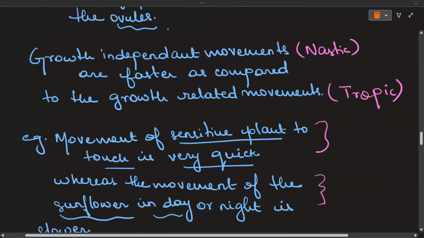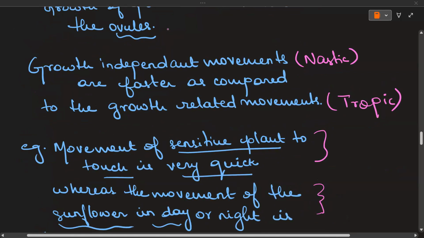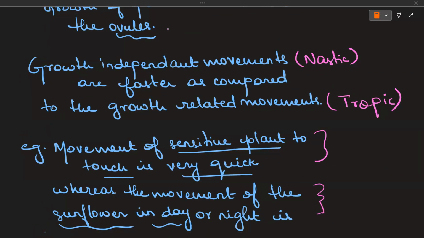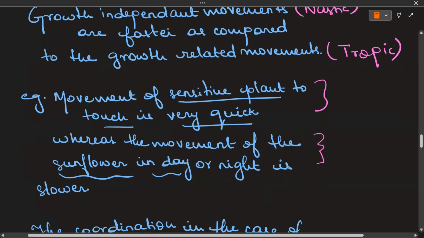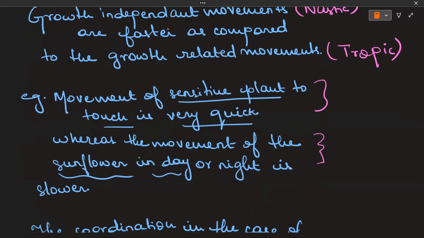Now, if we compare the nastic movements to the tropic movements, the growth independent movements, meaning the nastic movements, are faster than the tropic movements. How? See here. Have you ever noticed how many days it takes for the shoot to come out of a seed if you have ever planted one?